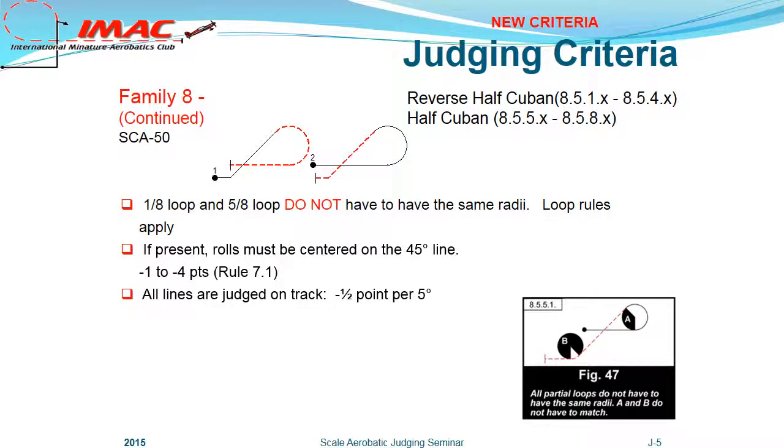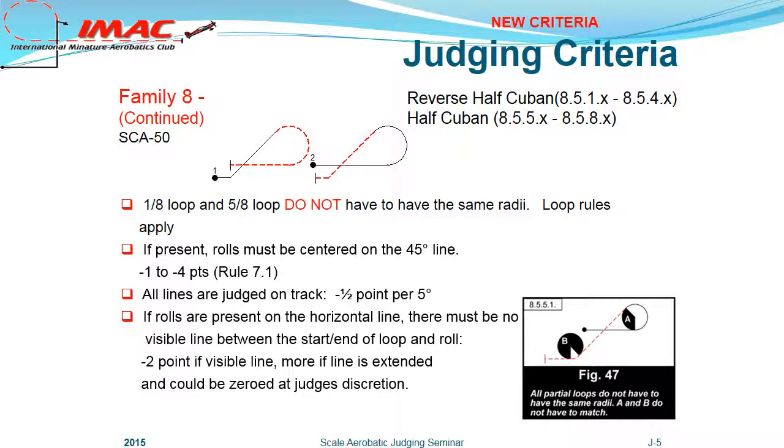The track of all lines is judged relative to the true horizon, and deviations are penalized at 1/2 point per 5 degrees. In addition to rolls on the 45 line, there may be rolling elements on the entry or exit line. If rolls are present here, there must be no line drawn between the loop and the roll. Any visible line results in a minimum 2-point deduction. At the judge's discretion, a 0 could be scored.